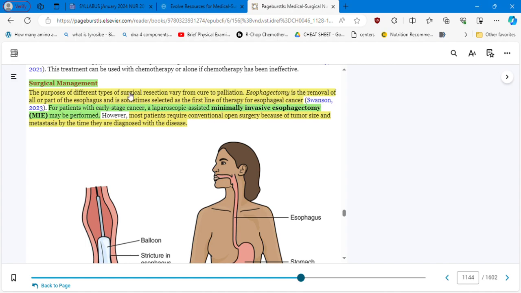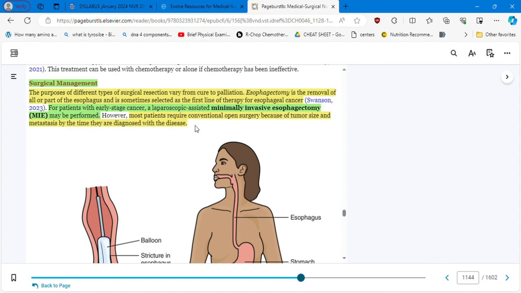Esophagectomy is the removal of all or part of the esophagus. Yes, and it is sometimes selected as the first line of therapy for esophageal cancer. For patients with early stage cancer, a laparoscopy assisted minimally invasive esophagectomy may be performed. Most patients require conventional open surgery because of tumor size and metastasis by the time they are diagnosed with the disease. Remember that in early stages it's not going to give you any signs, and then dysphagia is going to be present when it's more severe or in later stages.